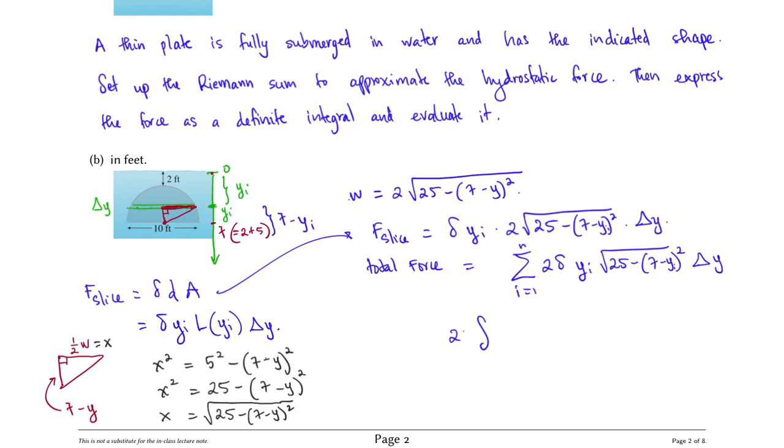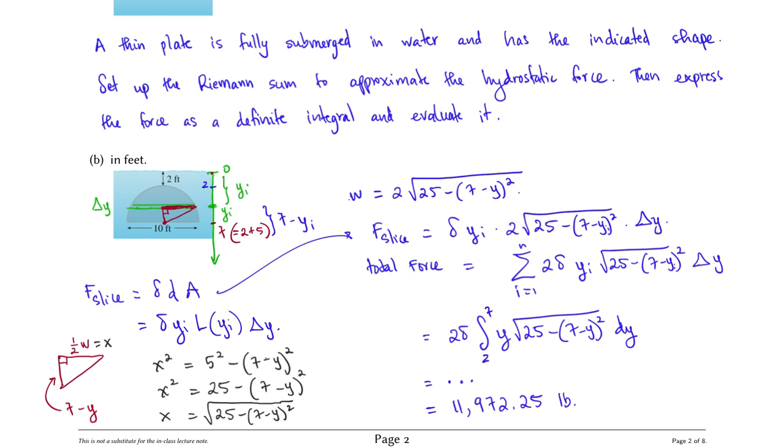As n goes to infinity, we obtain the definite integral. 2 delta is a constant, so we move it to the front of the integral sign. y times the square root of 25 minus (7 minus y) quantity squared, dy. For the limits of integration, we add up the slices on the thin plate only, so the lower limit of integration is 2 and the upper limit of integration is 7. Evaluate this definite integral to obtain approximately 11,972.25. The unit is pounds.